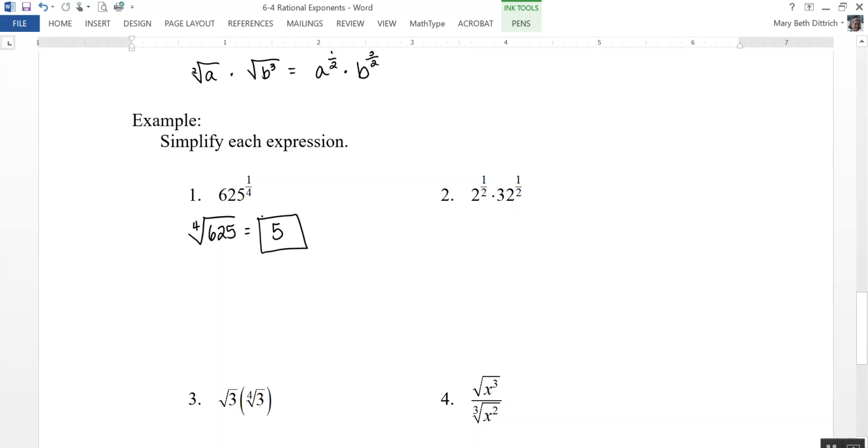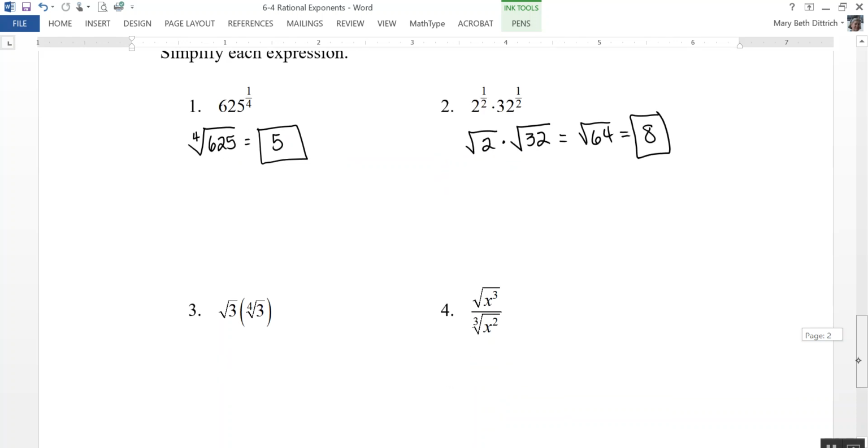Number 2, I have 2 to the 1/2 power times 32 to the 1/2 power. Remember, 1/2 power just means the square root. So that's the square root of 2 times the square root of 32. I'm going to multiply those two. Square root of 64, which is equal to 8. Those were nice. They came out to be nice integer answers.